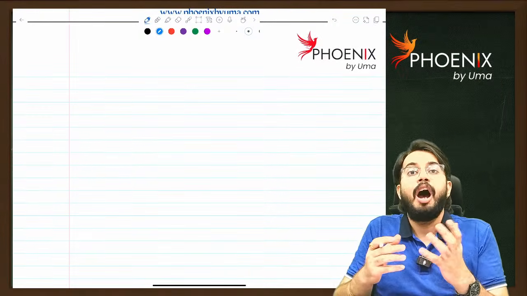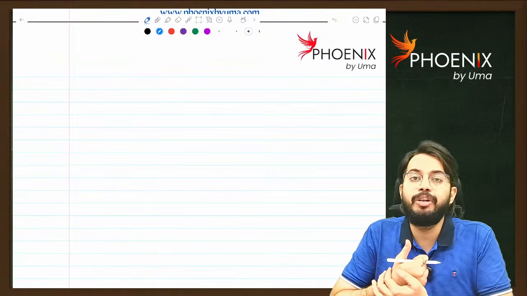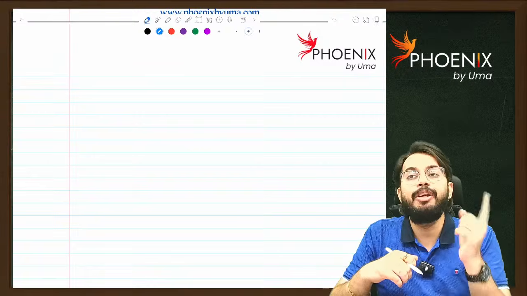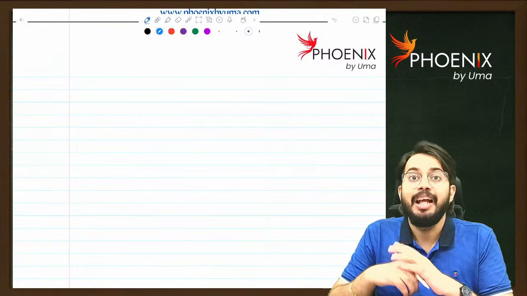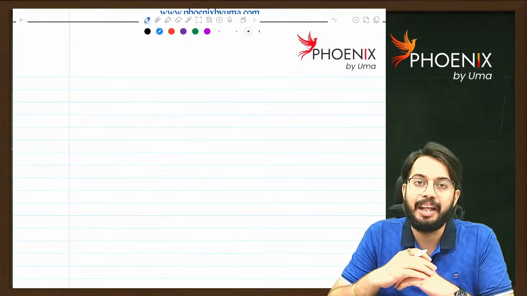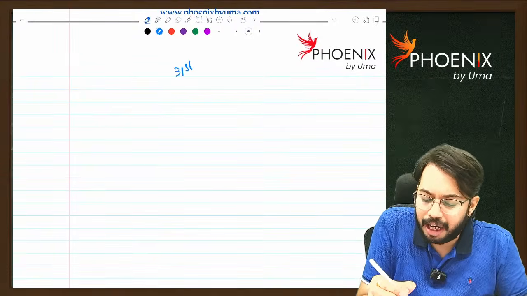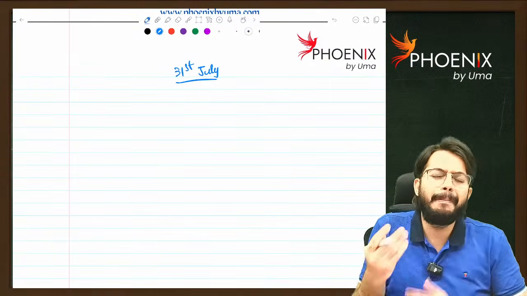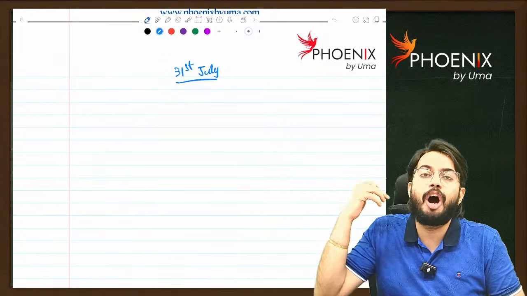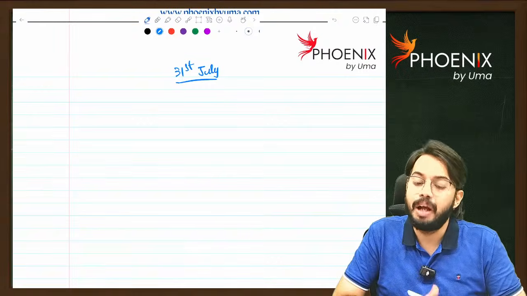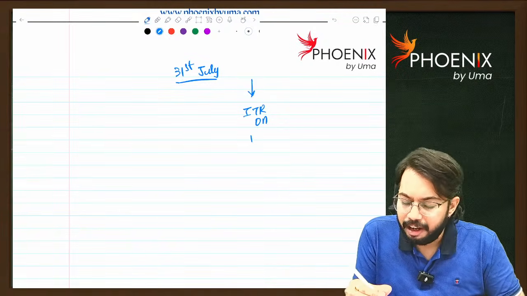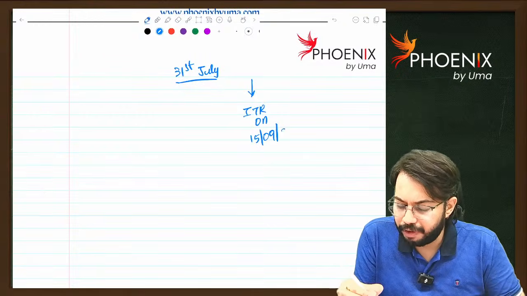Sir, after the due date, how can we carry forward those losses? You have to make an application to the income tax authority. After you make the application, the income tax authority will condone your delay in filing ITR. For example, 31st July is my due date, but before 31st July I could not file ITR. My factory got fire, and entire books of accounts were burnt out. But I filed ITR on, let's say, 15th September 2025.